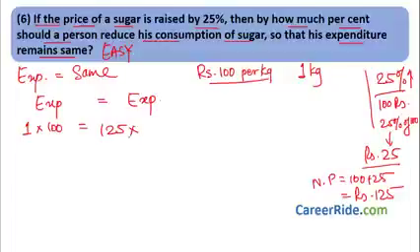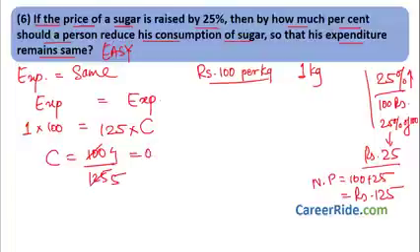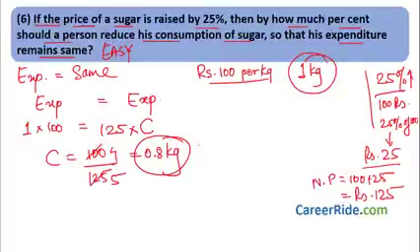Do we know the new consumption? No. So let us assume that new consumption is C. Let's find the value of C. That would be 100 upon 125. 25 4s are, 25 5s are, that is 0.8 kg. Initially the person was eating 1 kg. Now the person should eat 0.8 kg. How much less sugar should be consumed by the person? The person should reduce his quantity by 0.2 kg, right? So that the expenditure remains same.